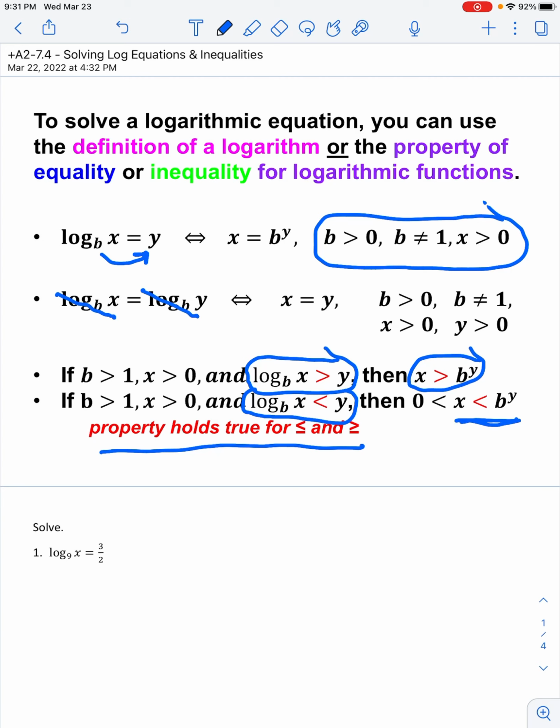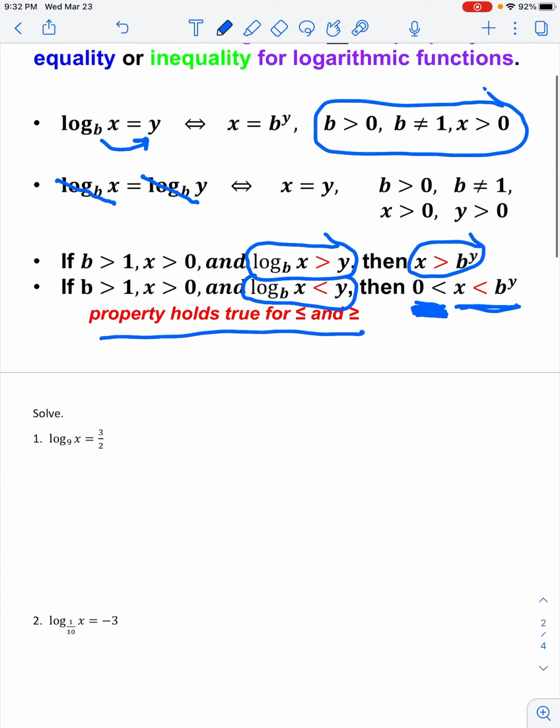As a result, we need to put a firewall, which is this part, to ensure that x is greater than 0. Of course, it's flipped around so we can write a compound solution so that x is less than b to the y, but at the same time, to be valid, is greater than 0. So keep that in mind as we solve the problems below. You're going to see where that comes into play.